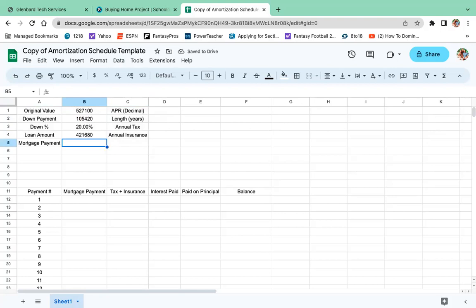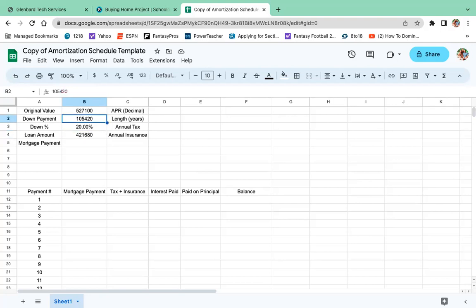Yeah, I'm sorry, what was the formula for B3 again? B3 was just B2 divided by B1. You're just finding a percentage. You're taking the down payment amount divided by the value of the house, and that is the percentage of down payment. So then again, for B4, I'm just doing B1 minus B2.